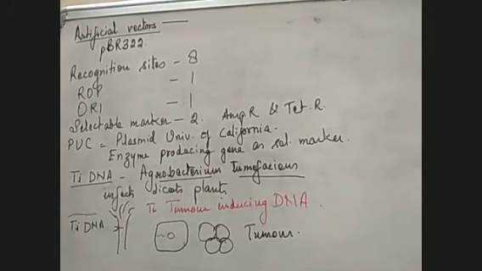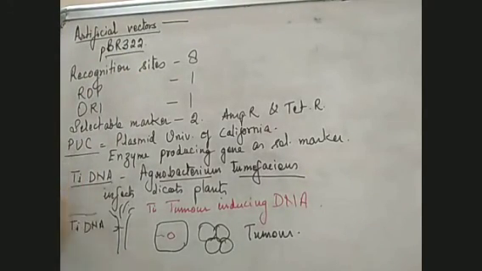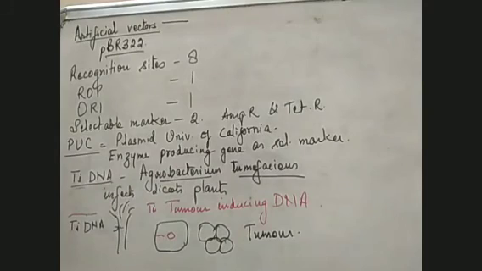So this is how the, till now we have done PBR322, which is used as vector, then PUC, which is used as vector, TIDNA of agrobacterium tumefaciens, which is used as vector. Now one more is that this takes place in case of plants. This TIDNA, it can infect only the plant cell.